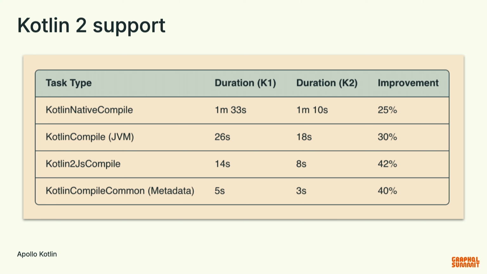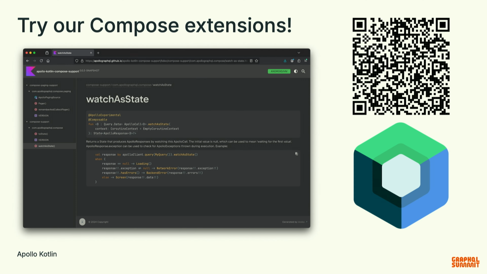Kotlin 2 was released earlier in the year, and you can expect a lot of great improvements by adopting Kotlin 2. Apollo Kotlin 4 supports Kotlin 2 out of the box, and you can look forward to a lot of performance improvements in your builds just by adopting this. And here are some, I pulled this from another Apollo blog article written by my colleague Benoit, who was talking about the benefits that we saw switching up to Kotlin 2.